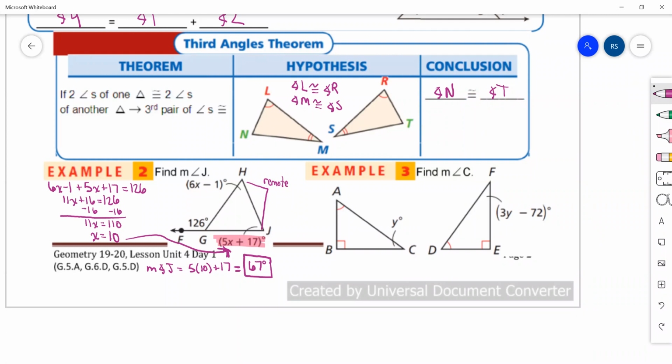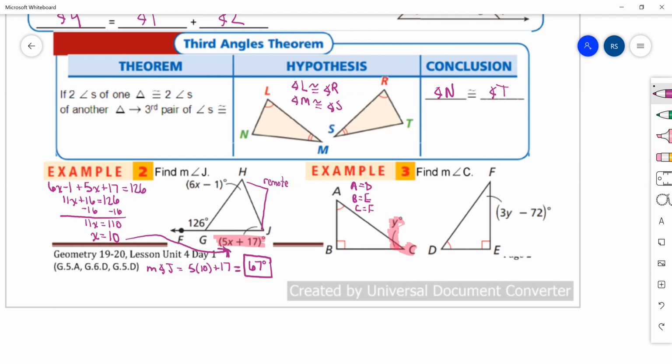So let's look at our picture here. They ask us to find the measure of angle C, which is this part right here. That's C. Well, we know that A is congruent to D. So A equals D. We also know that B equals E. So what's that mean C has to equal? C has to equal F.